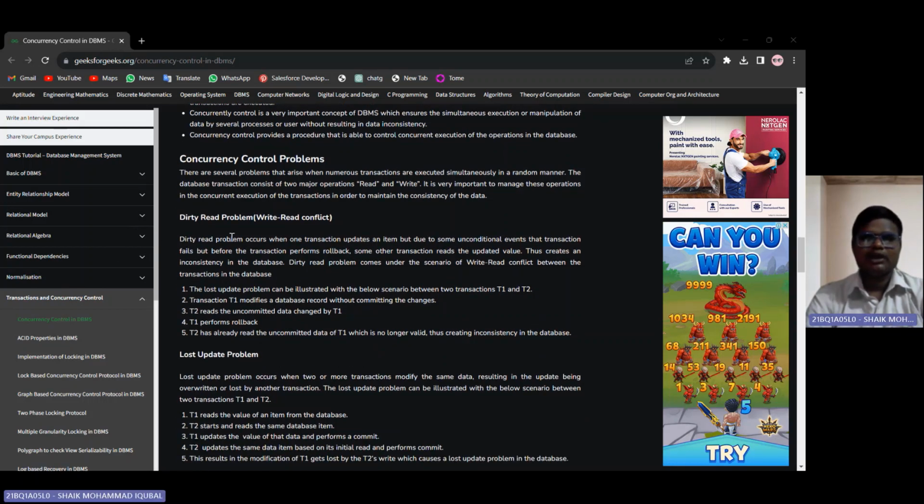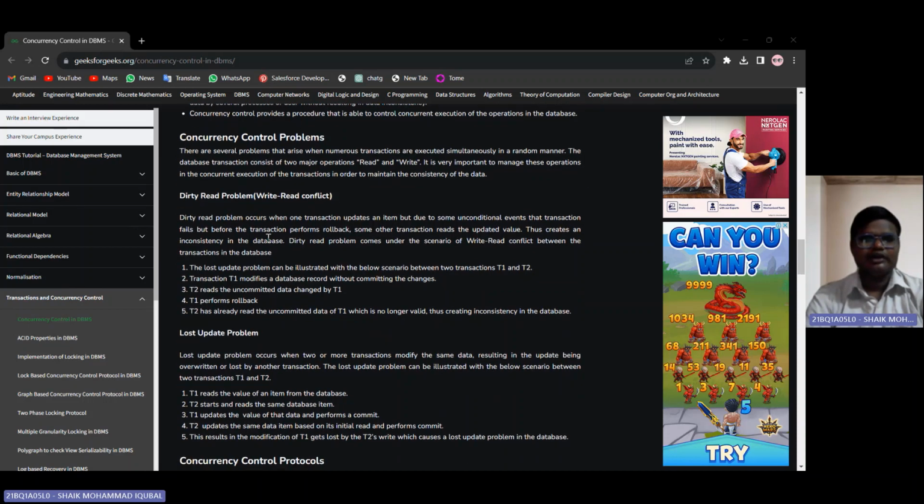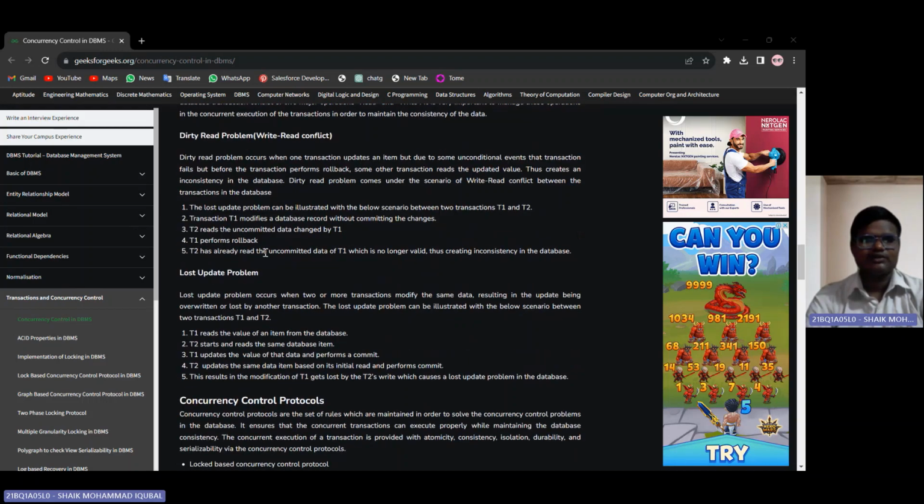The dirty read problem can be illustrated with the below scenario between two transactions T1 and T2. Transaction T1 modifies a database record without committing the changes. T2 reads the uncommitted data changed by T1. T1 performs rollback. T2 has already read the uncommitted data of T1, which is no longer valid, thereby creating inconsistency in the database.